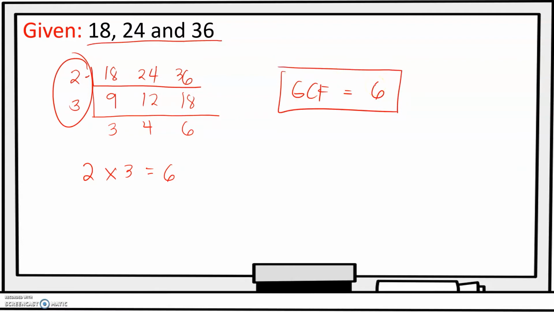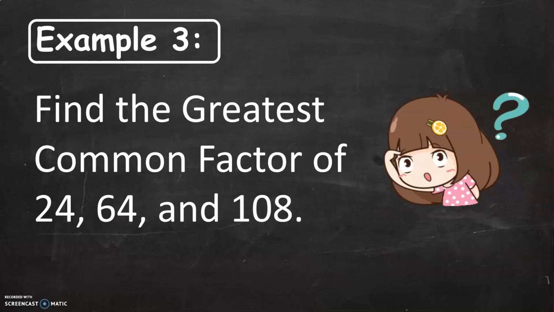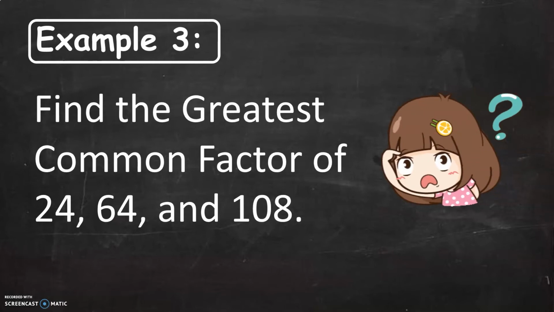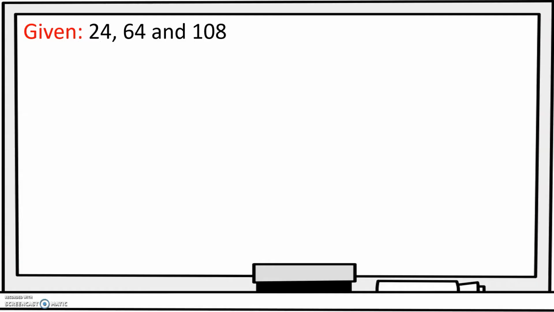Let's have the third example. Find the greatest common factor of 24, 64, and 108. Again, for us to do that, we will use continuous division method. So we'll have 24, 64, and 108. All these numbers are even numbers, so we can start with 2. 24 divided by 2 is 12, 64 divided by 2 is 32, and 108 divided by 2 is 54.